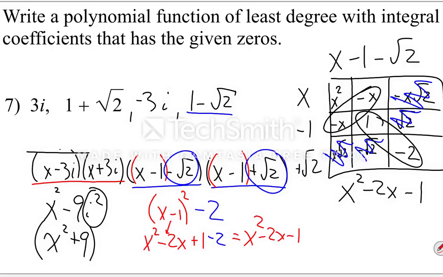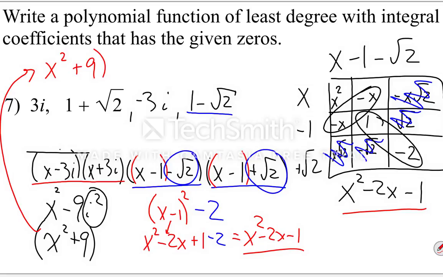So I get the same answer here or here. You can use whatever, I don't care. It's up to you what you want to do there. But I'm not done yet. I have my original x squared plus 9, and I have my x squared minus 2x minus 1 from the box or from the other method that I showed.